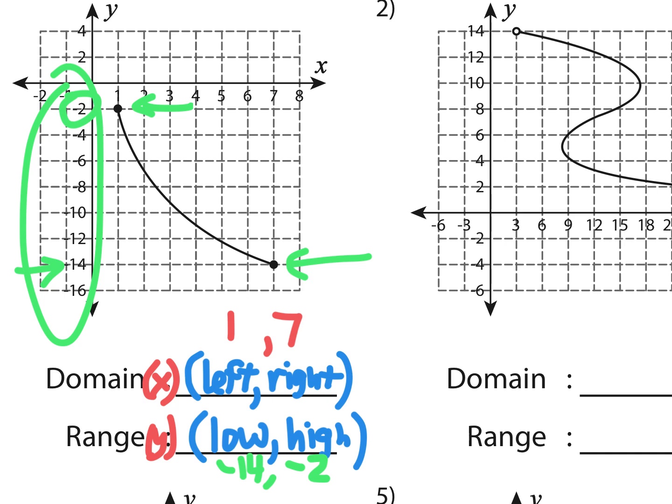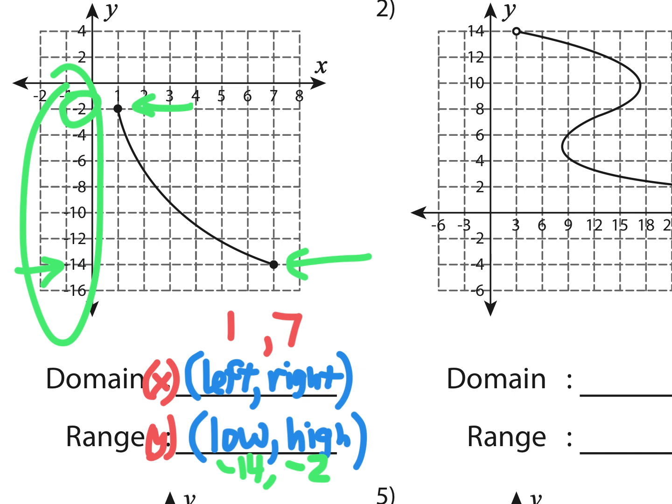Okay, I'm giving kids their first introduction to domain and range. And I said that domain is from left to right, and it's about x's, and the range is about the y's, and it's from low to high. So in this particular function, my domain goes from 1 to 7, and my range goes from -14 to -2.